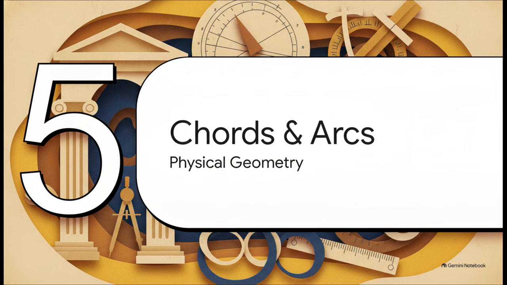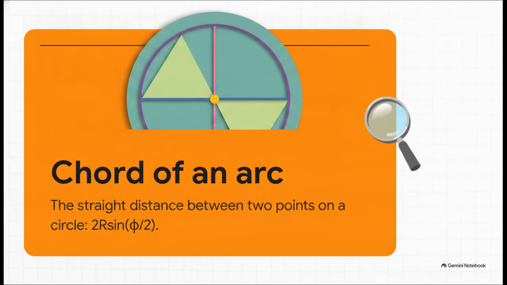Next up, section 5, chords, arcs, and versines. Let's step away from pure algebra for a second and wander into the historical wing of our mathematical house, where math actually meets the real physical world. Take a chord, for instance. It's simply the straight distance between 2 points on a curve. If you draw a line from the center of a circle straight to the exact middle of that chord, it creates two identical right triangles. And that perfectly explains why the half-angle formula is baked right into the calculation for this physical distance.